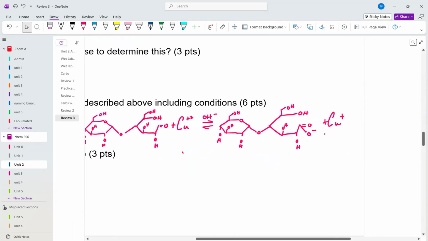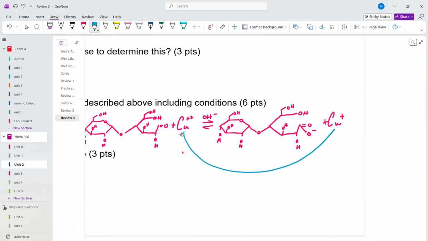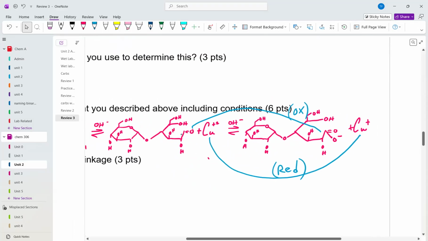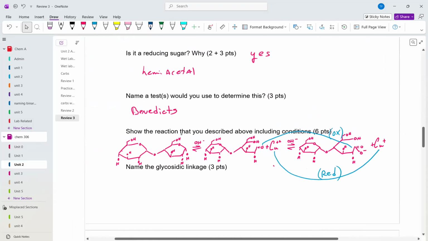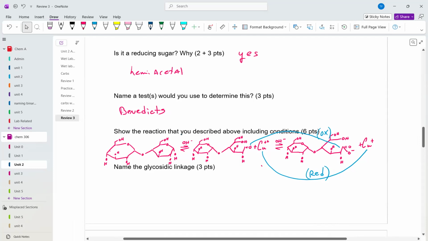Okay, so we have copper being reduced. The aldehyde is being oxidized. Now that's going to be your trickiest reaction. It doesn't matter what we put in here, a monosaccharide, disaccharide, oligosaccharide. Still going to have the same reaction, oxidation and reduction.